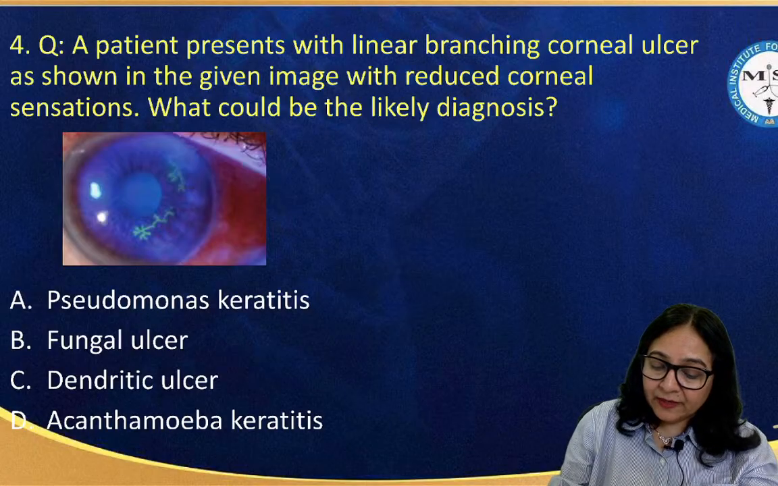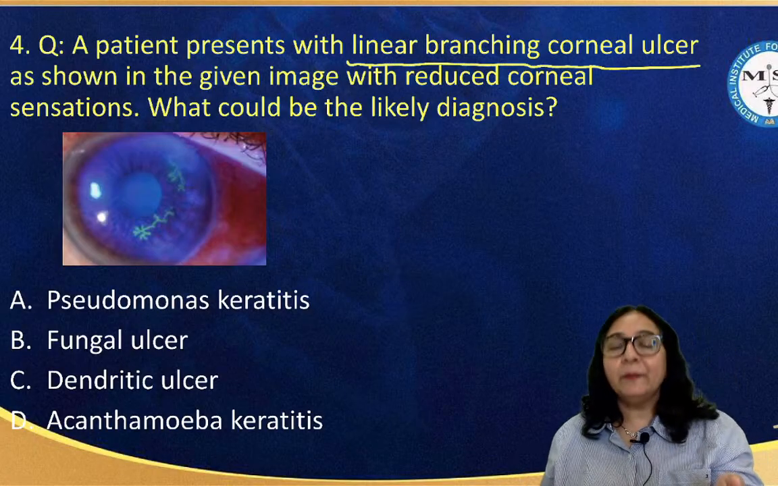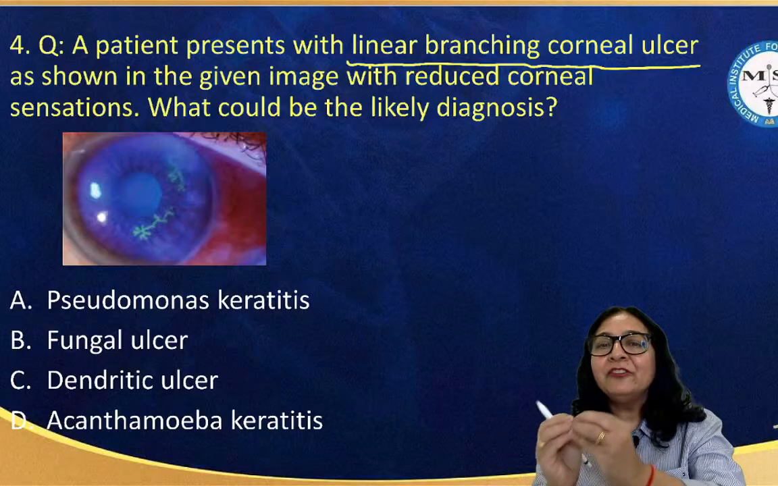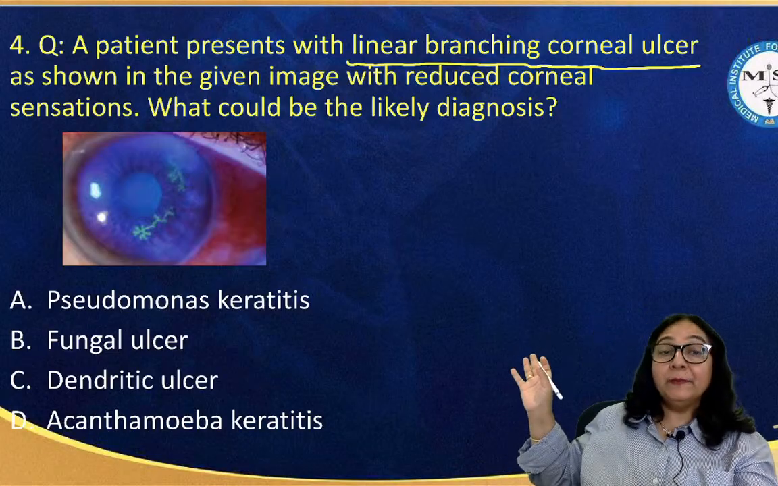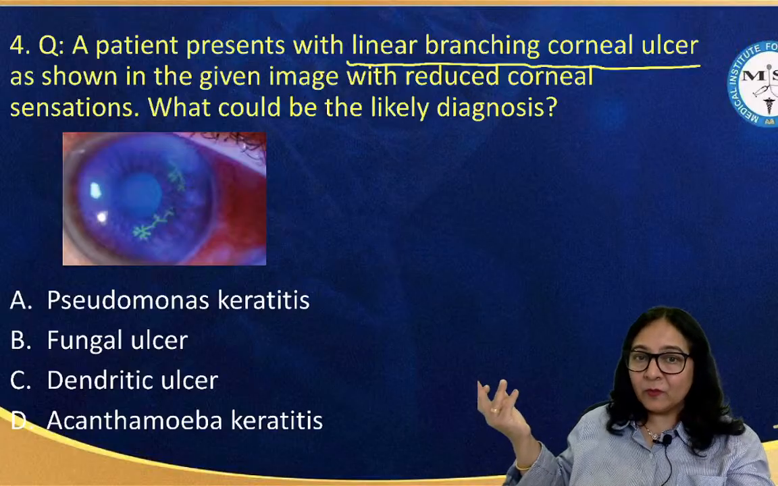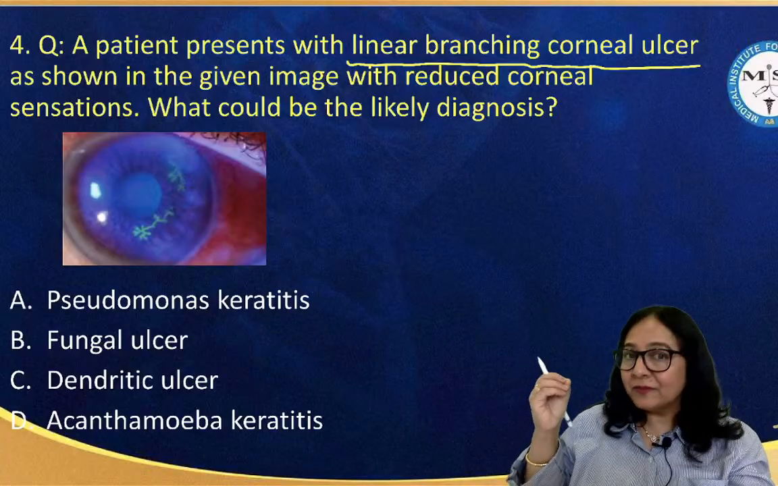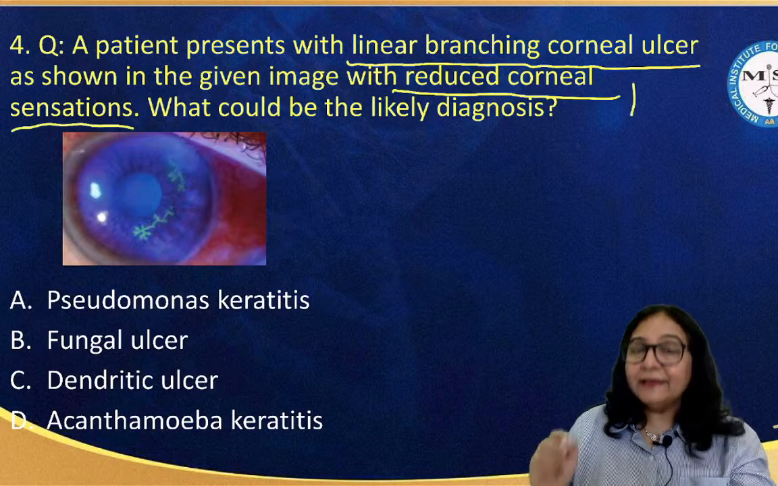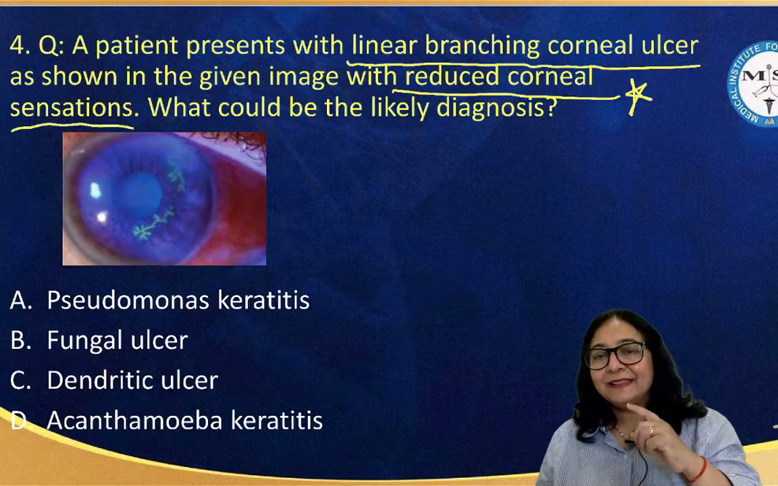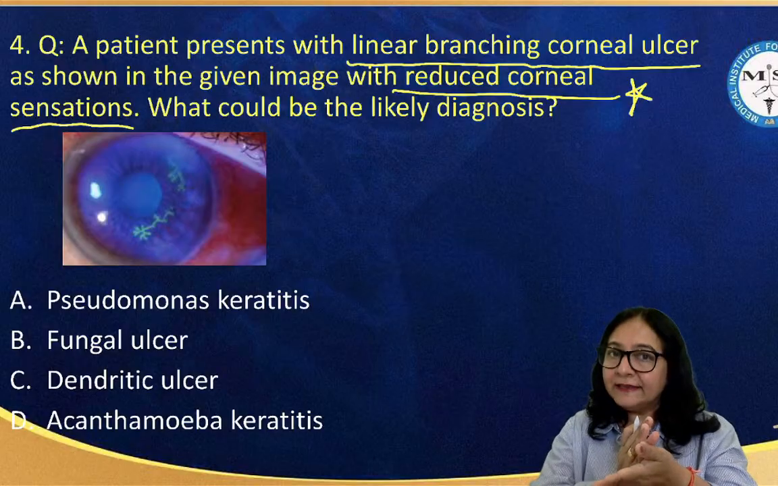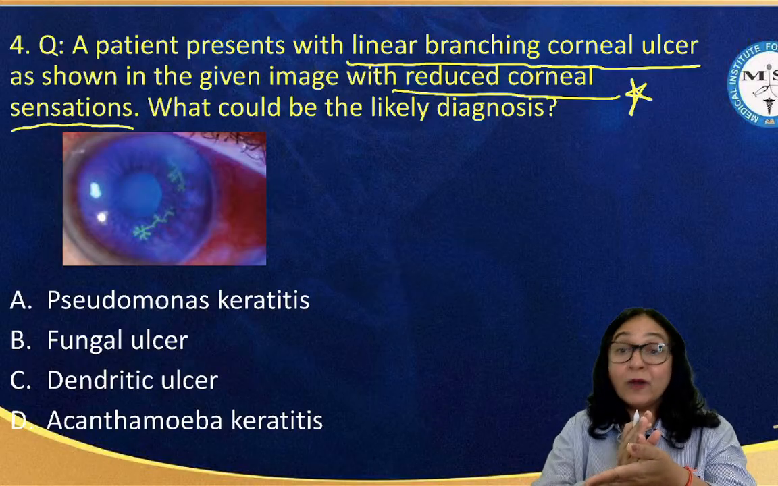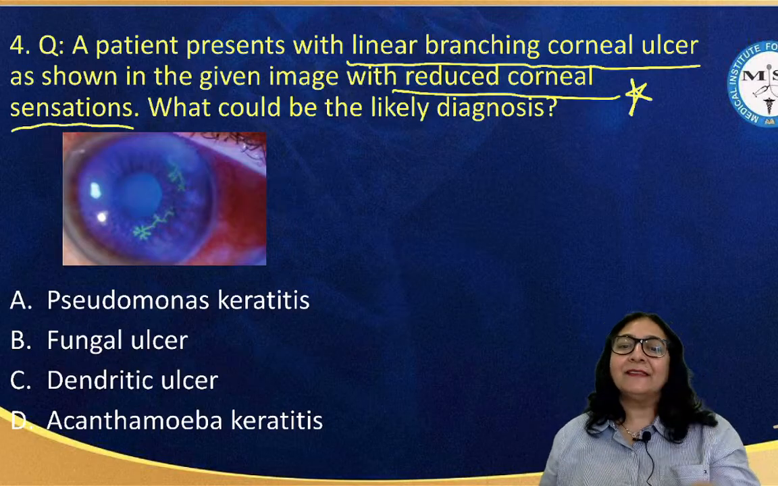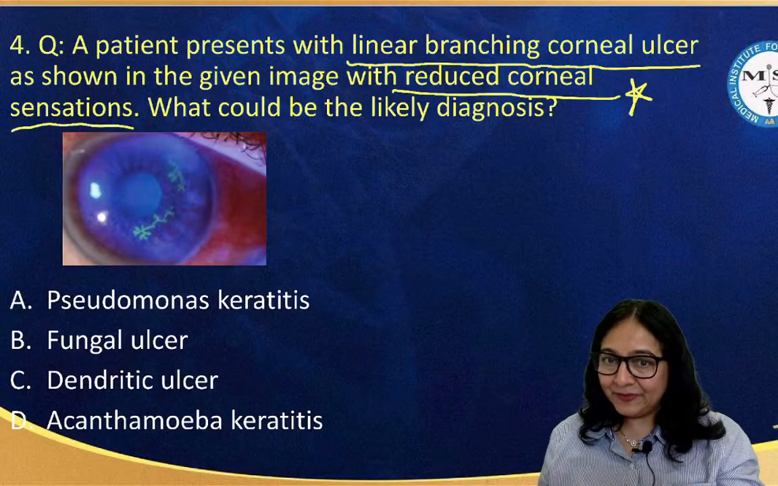So here they used, I would say, a little newer terminology, but we understand branching, tree-like, isn't it? Linear branching corneal ulceration. I hope the image was given. If the image was given, the answer was more straightforward. If the image was not given, even then, if these words were there, reduced corneal sensations. Now, if you think of reduced corneal sensation, that can occur in what type of infective ulcer? Only one type of infective ulcer causes reduced corneal sensations, and that is your herpes, right?